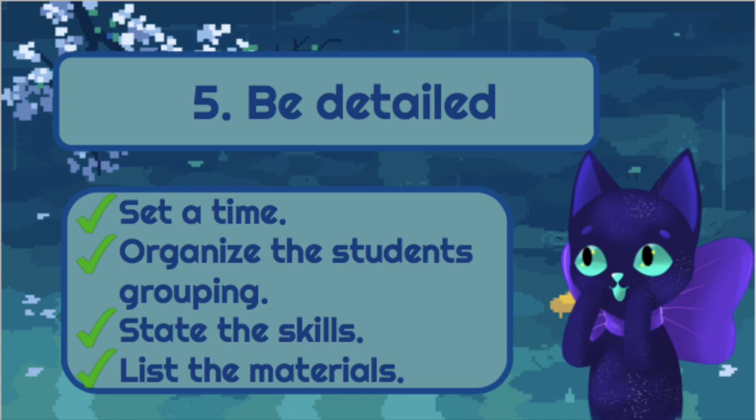Then you need to state the skills. There are 4 main skills: listening, reading, writing, and speaking. Finally, you must list the materials. These are the materials that will be used during the class. They must be prepared beforehand so that students are ready to perform the activities with all they need.